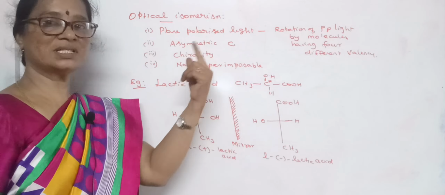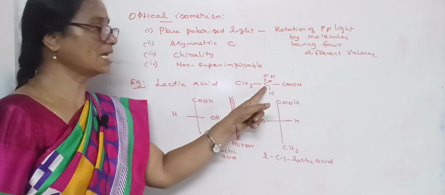Wherever you cut, it doesn't show the plane of symmetry. Such carbon is said to be asymmetric carbon. When will you get such asymmetric carbon? This is possible when the carbon valency, the 4, is satisfied by 4 different groups like this.